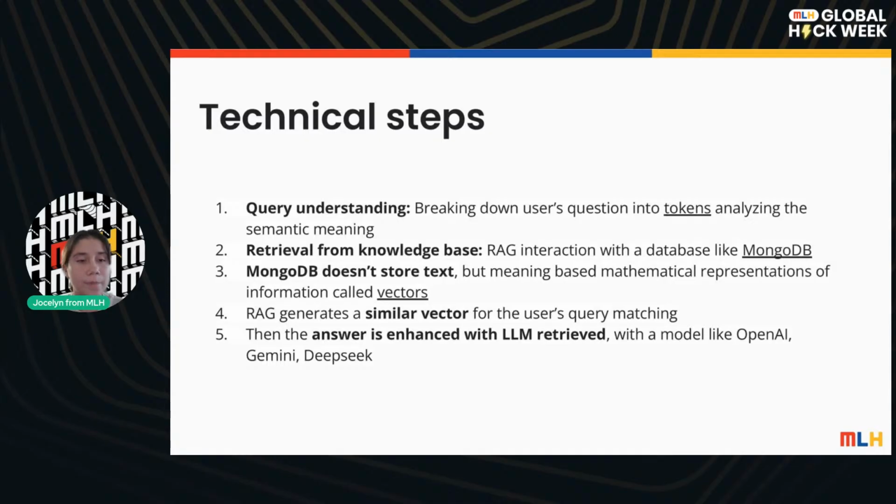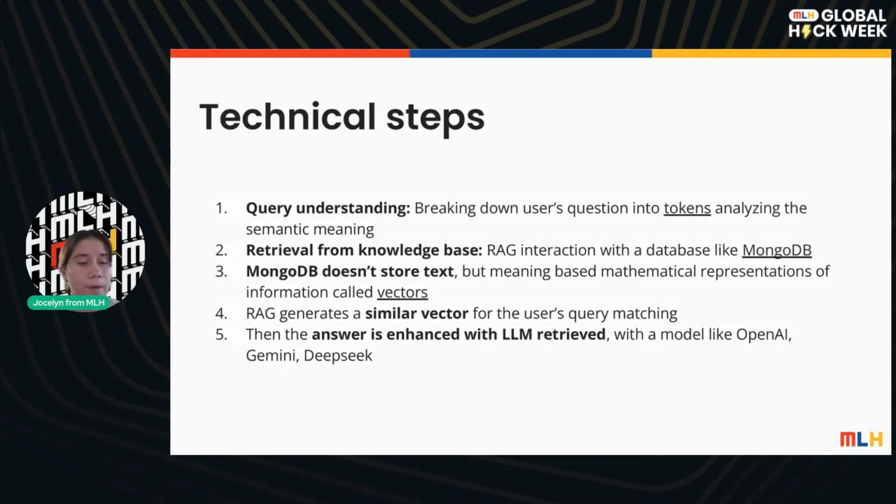Then the second step is that you want to retrieve from your knowledge base, which in this case is MongoDB, and it is where the whole RAG interaction is hosted. The number 3 is that MongoDB does not store text, but it will store information that is called a vector, and you will see how it looks in an actual database.